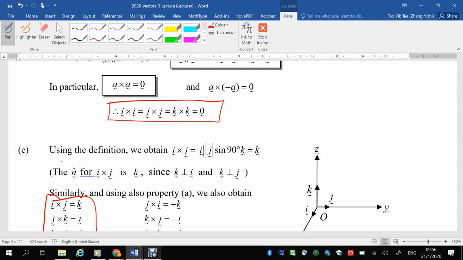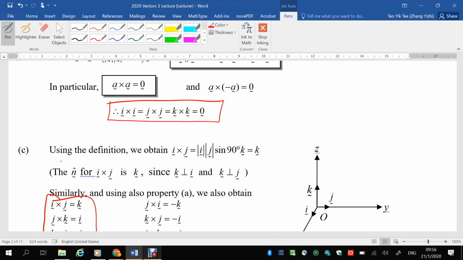Hang on, can you make a note to yourself? When I say i cross j is equal to k, or when I say i cross j, can I make it equal to minus k? I can. It is a matter of convention. If you say that i cross j is k, automatically j cross i must be minus k. But if you prefer the other way around, j cross i is equal to k, i cross j equals minus k.